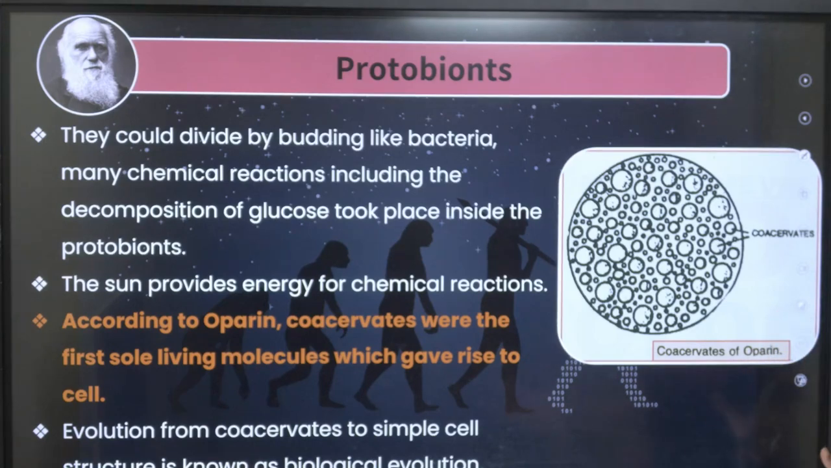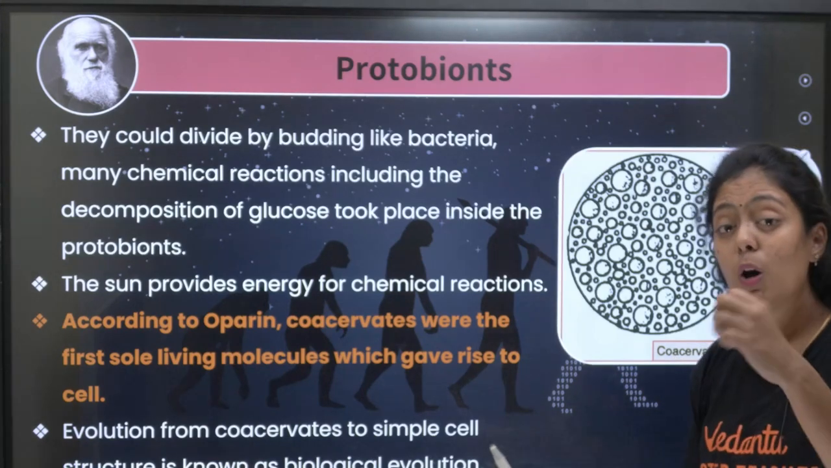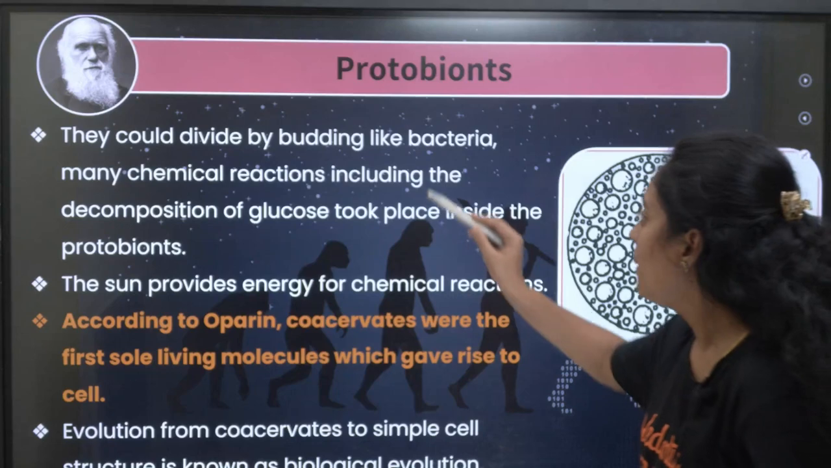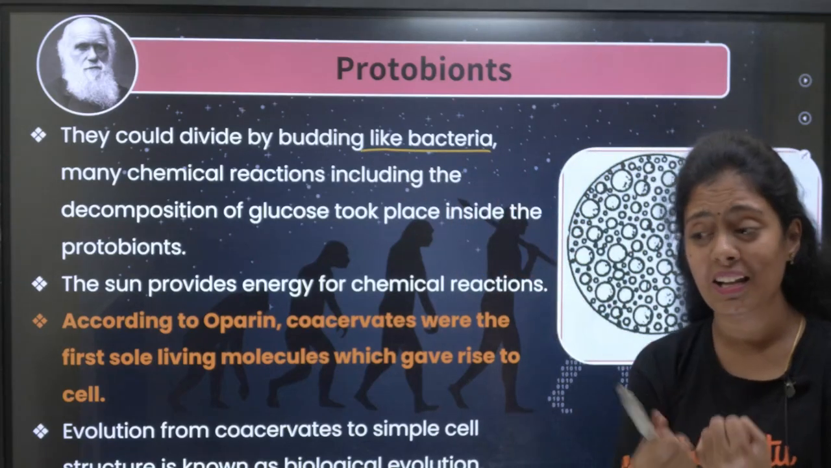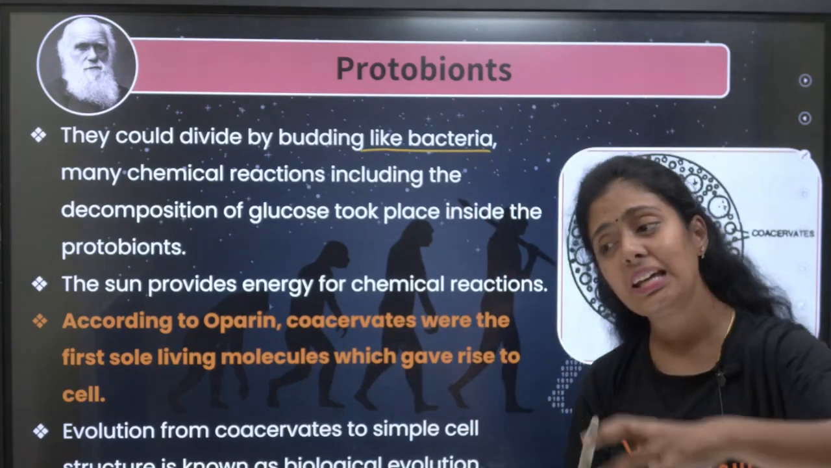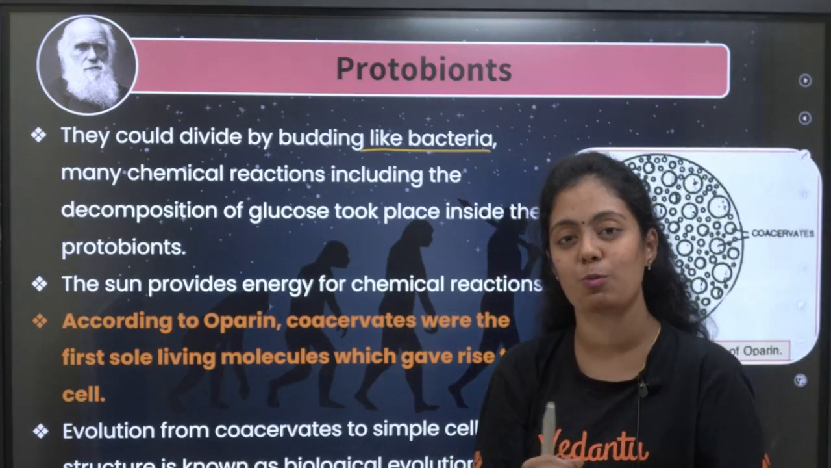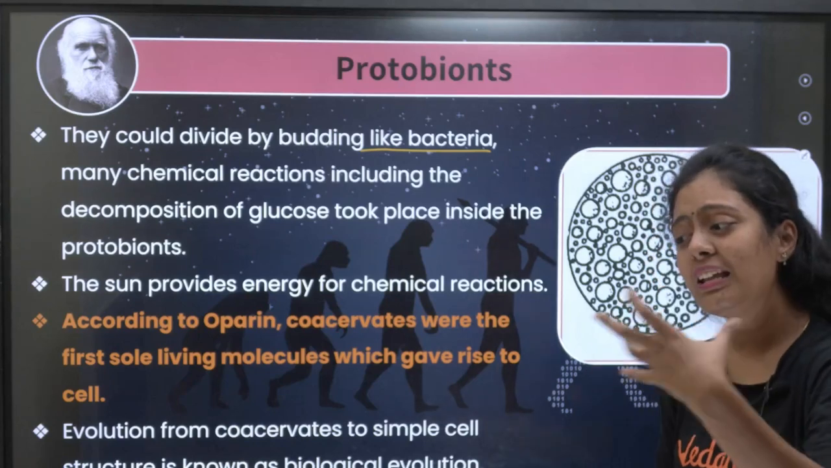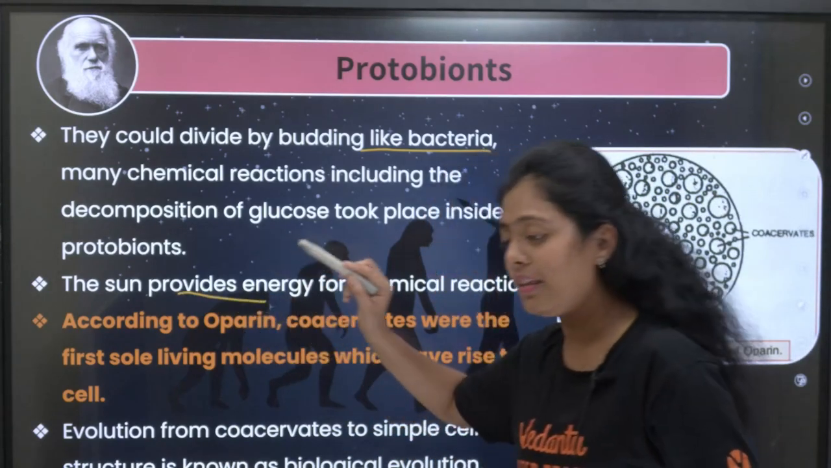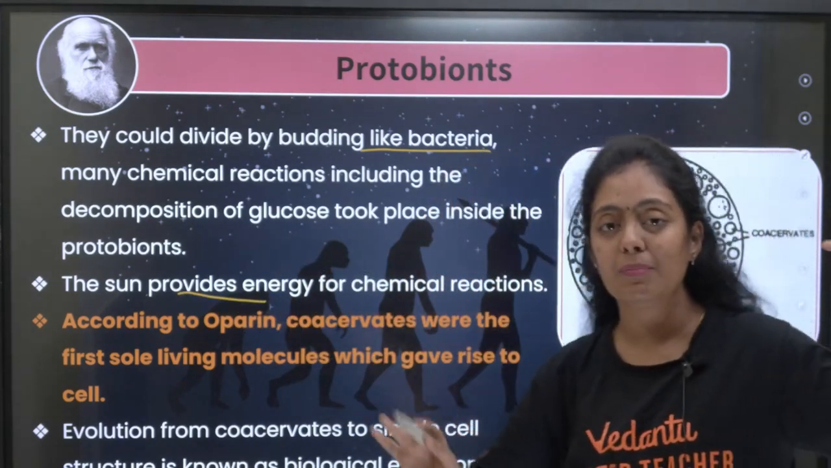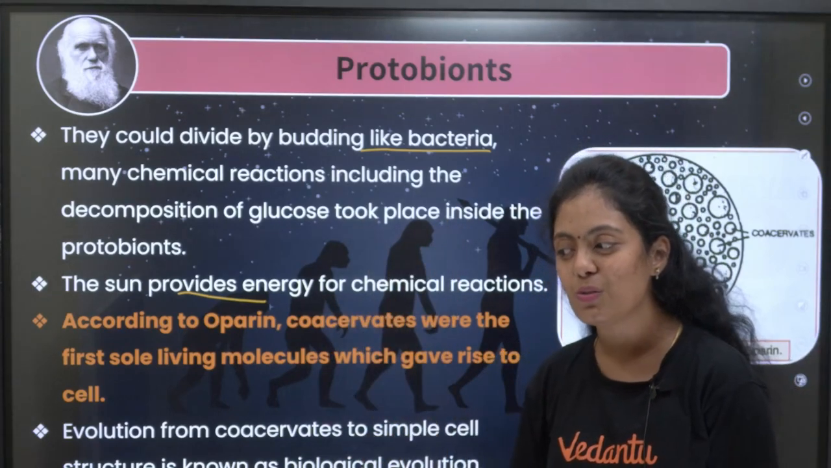This is your coacervates of Oparin. Okay, now these coacervates could divide by budding, like bacteria. They had an ability to divide. Okay, and many chemical reactions, including the breakdown of glucose, took place inside this protobiont. That's very interesting. And who gives the energy? Sun, the ultimate source. Okay, right from then till today, sun is the ultimate source of energy.